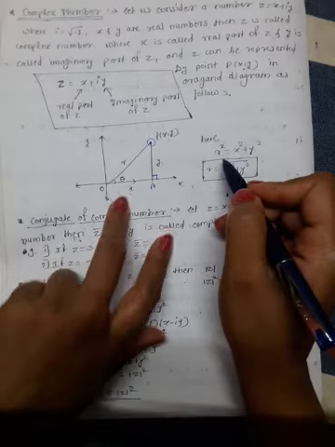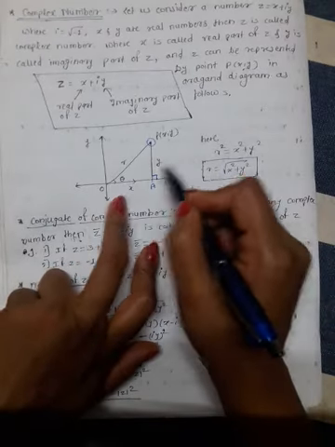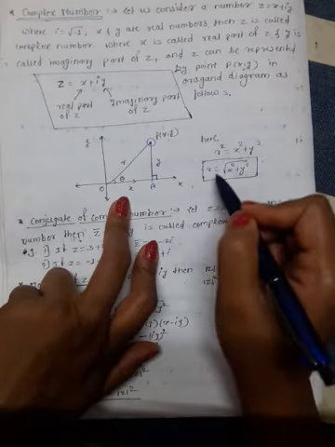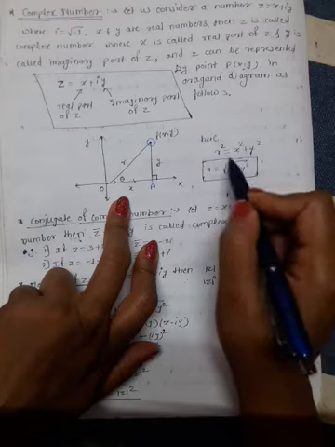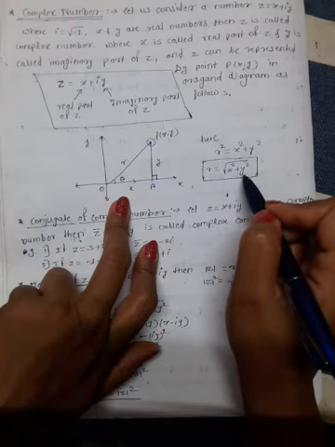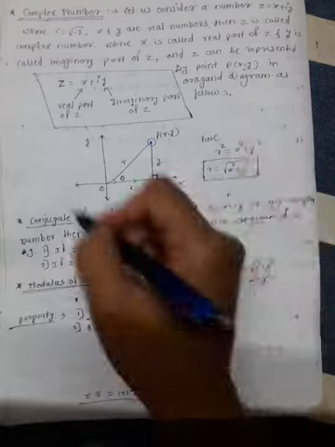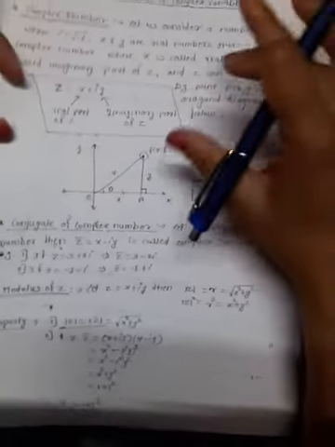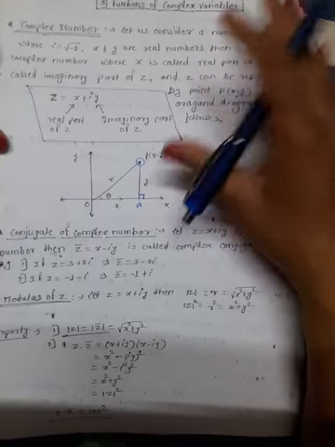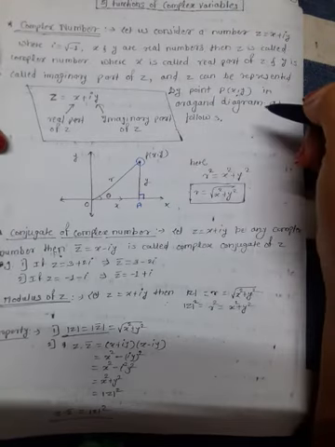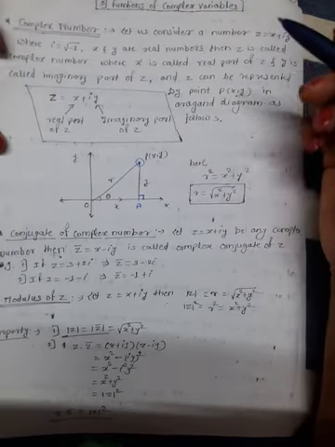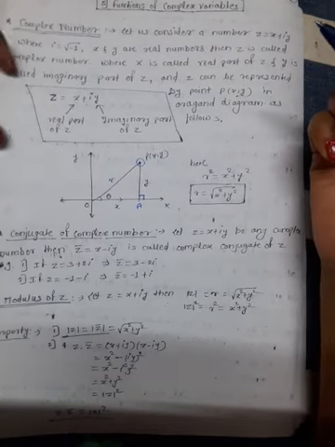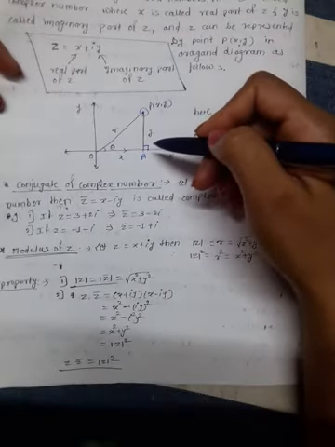Then by the Pythagoras theorem we know r² = x² + y². Taking the root on both sides, we get r = √(x² + y²). This is the basic concept of the complex number: the representation of a complex number in the xy plane. This is called the Argand diagram of a complex number.